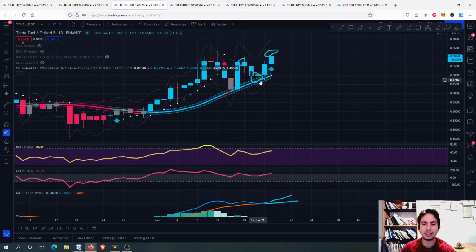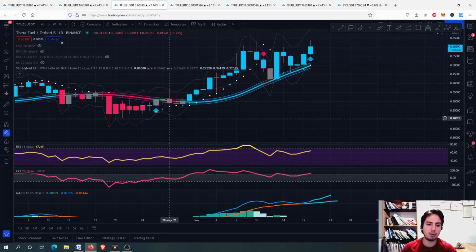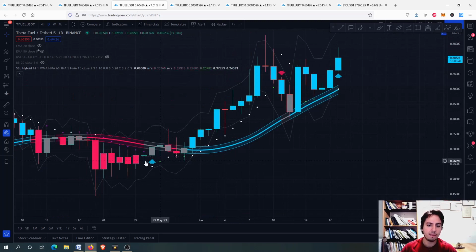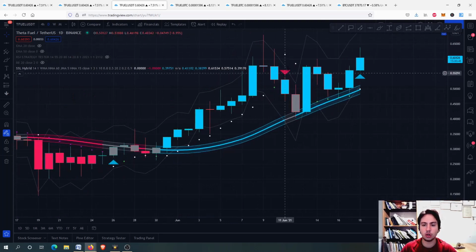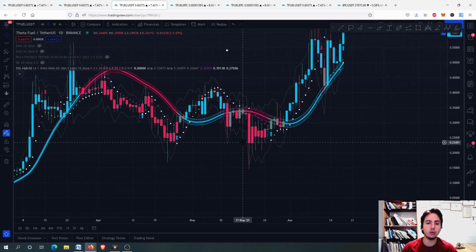The SSL hybrid is an indicator that tells us when we should buy and when we should not buy. So here we had a blue arrow, you can see here, and then we had a selling arrow, a short arrow when we had to short our price. You can see most of the times, guys, this indicator is good.